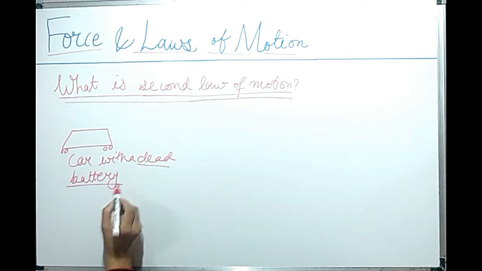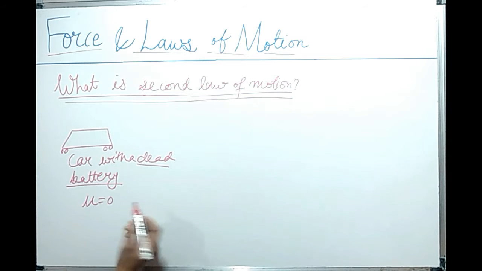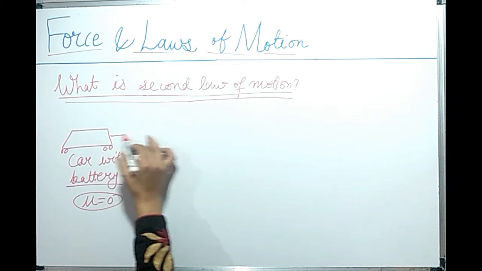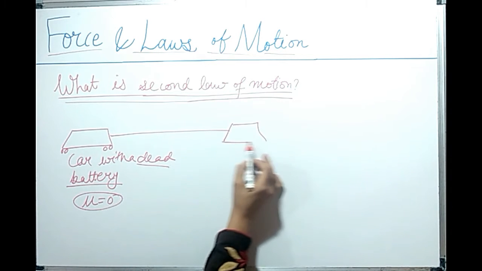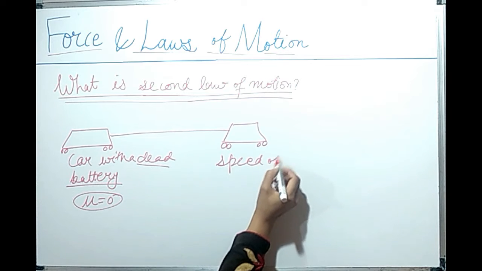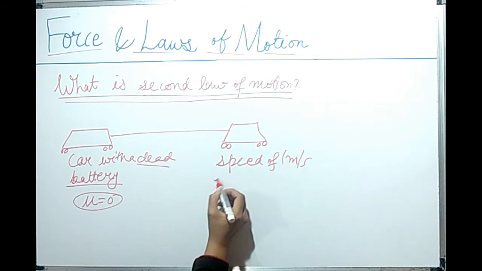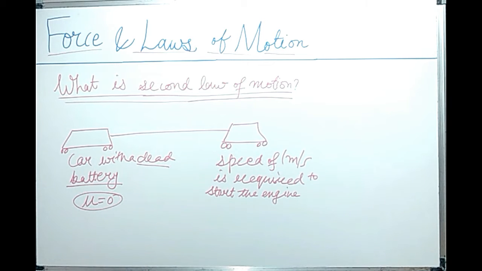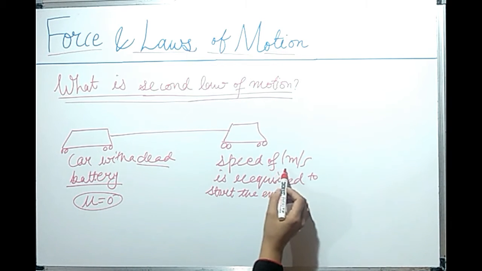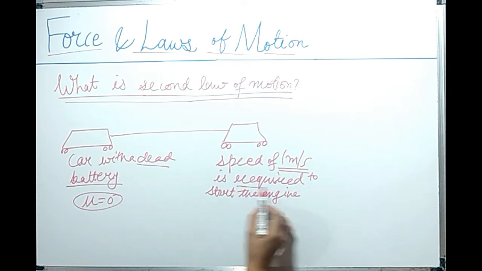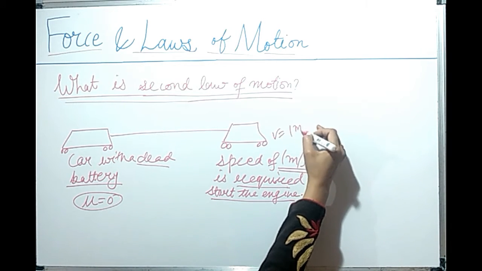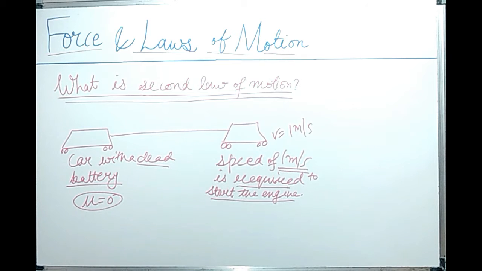Dead battery means initial velocity u is 0. The car is not moving, the battery is dead, so the initial velocity is 0. To start this car, a speed of 1 meter per second is required to start the engine. So the final velocity would be 1 meter per second in this particular case.